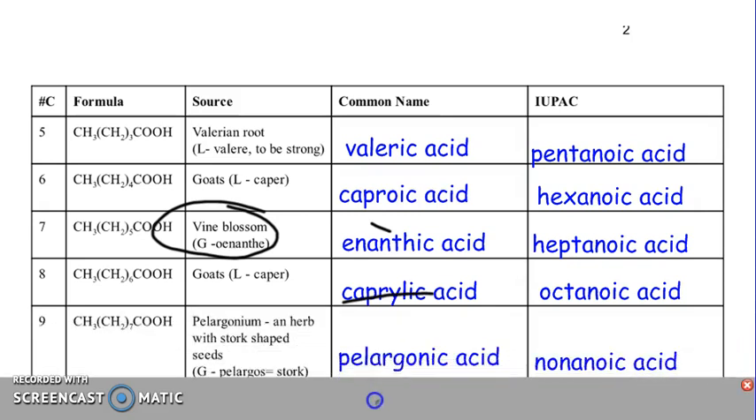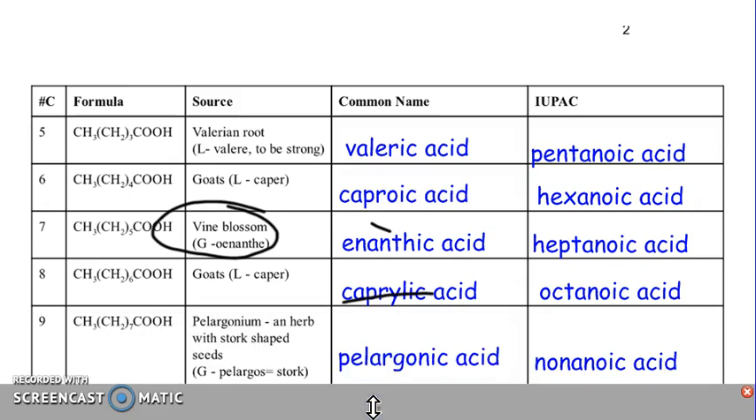Number 9 came from the Greek word for stork. It's an herb with a stork's seeds. And so that's where we got the common name, pelargonic acid, which I've never heard of before. But I'm so glad we have, I can't even say it, nonanoic acid.